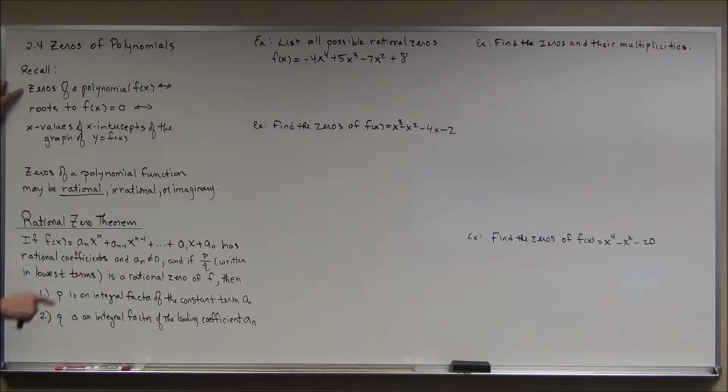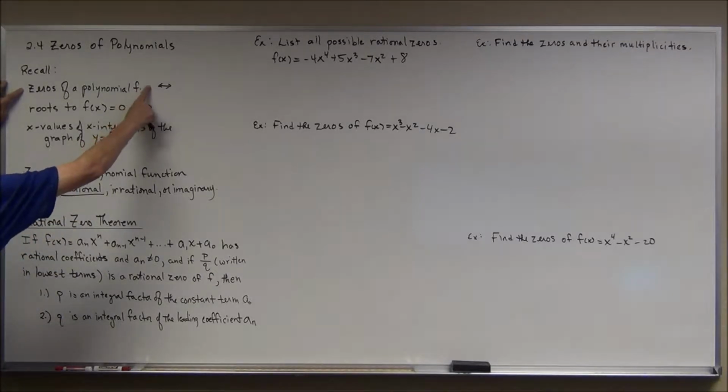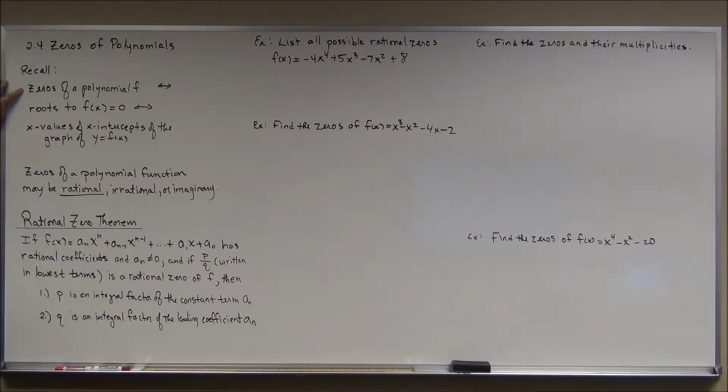Now, if I have a polynomial f of x, the zeros of this polynomial are the same as the roots or the solutions to the equation f of x equals 0. But these match up with the x values of the x-intercepts of the graph of y equals f of x. So they're all related. All three things are related together. And since we're talking about zeros, we'll be talking about roots just as well.